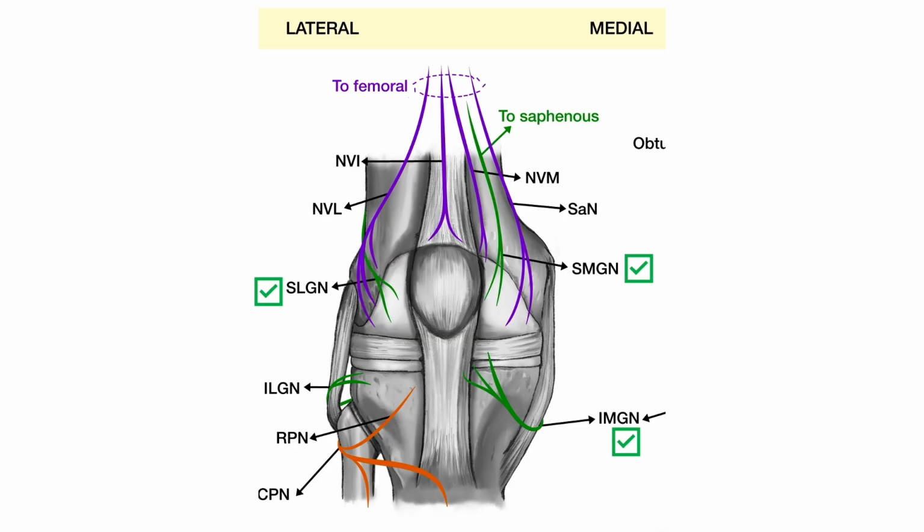So I'm going to talk about those 3 nerves. I'm also going to talk about the nerve to vastus intermedius, which you can see coming down the center of the screen there, just above the patella, and we'll cover that as well because we can block that at the same time. So there's 4 injections, 3 geniculate nerves, and 1 nerve to vastus intermedius.